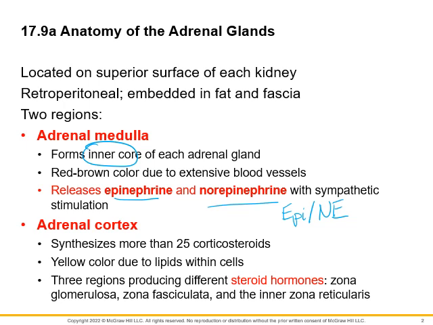Here we have the cortex, and so this is going to be the outer region. And there are lots of corticosteroids that are synthesized by the adrenal cortex. We're just going to focus on a few of them. So these are steroid hormones, and then we just saw those zones or layers, and I'm going to go through each one and tell you the major group and then the one hormone that we're going to focus on.